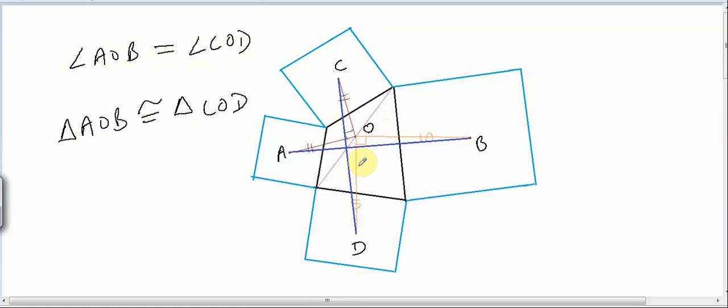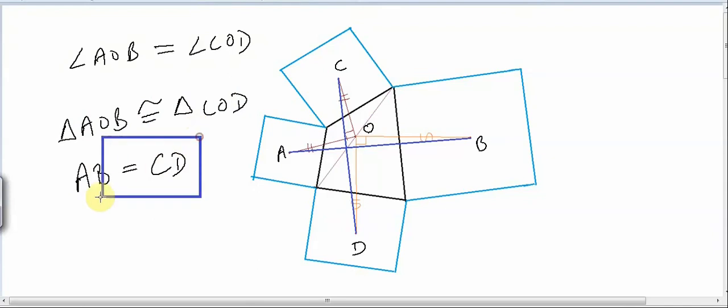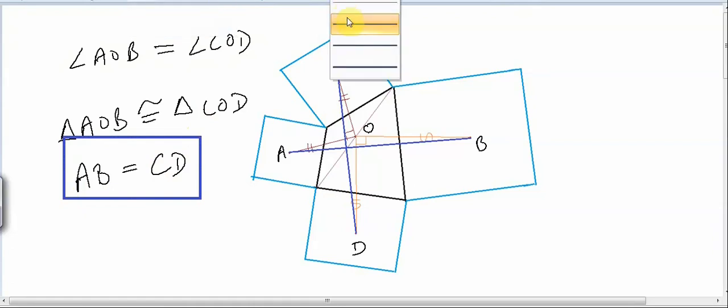So as a consequence, what do we have here? We have AB is equal to CD. And this is the first part of Abel's theorem, that the segments that connect the centers of the opposite squares are equal in length. Now we will show that they are further perpendicular to each other.